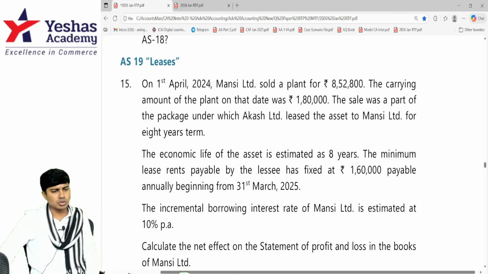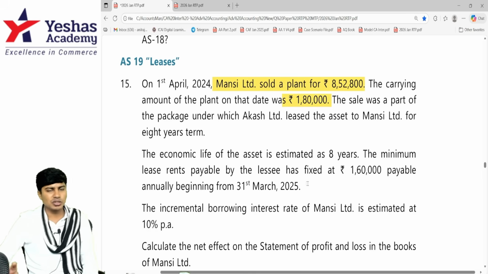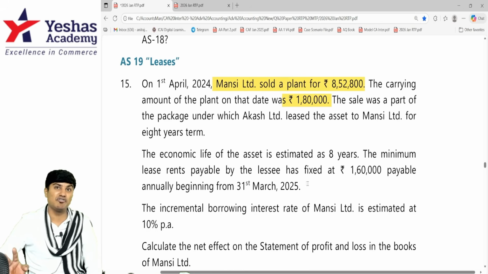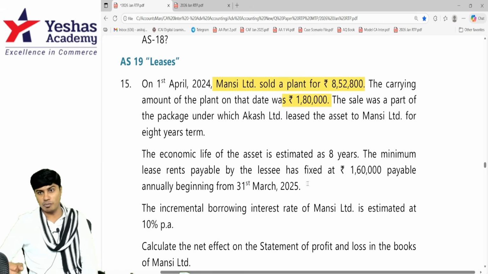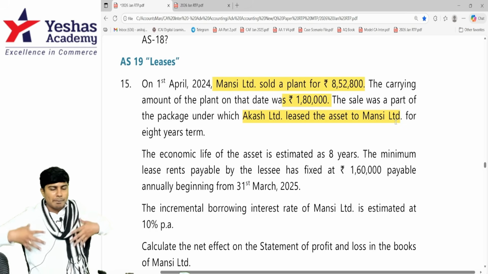On 1st of April 2024, Mansi Limited sold a plant for rupees 8,52,800. The carrying amount of the plant as on that date is 1,80,000. So 1,80,000 is the book value of the plant, and Mansi sold this plant for 8,52,800. Huge profit they made on this particular sale. And the sale was part of a package under which Akash Limited leased the asset to Mansi for an 8 year term. So I am Mansi.